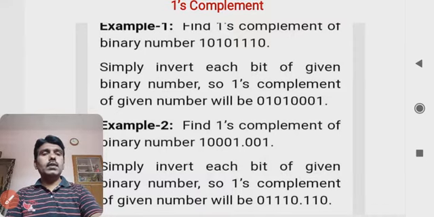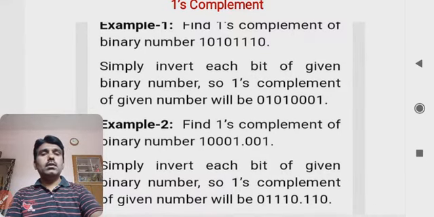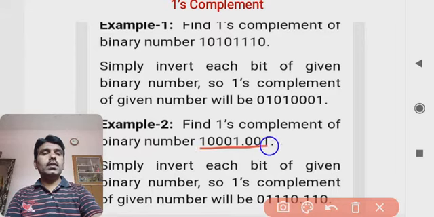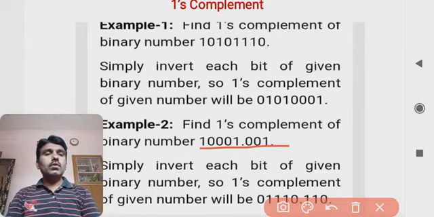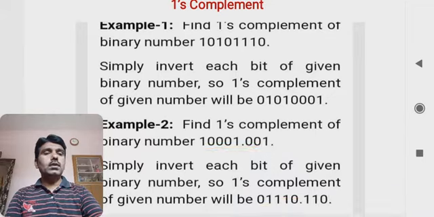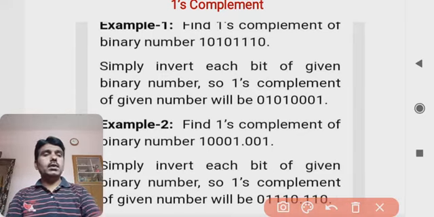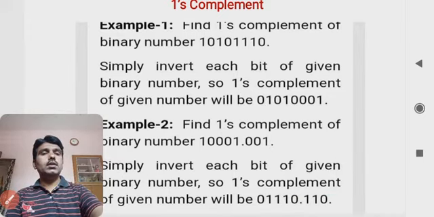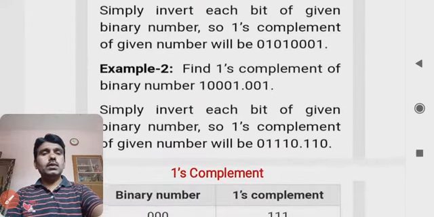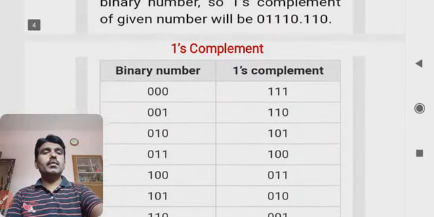Here is another example: 10001.001. The complement of each of these digits is 01110.110. You have to completely invert it and you will get its one's complement. Just inverting each bit, you will get the one's complement. So this is what the one's complement is.